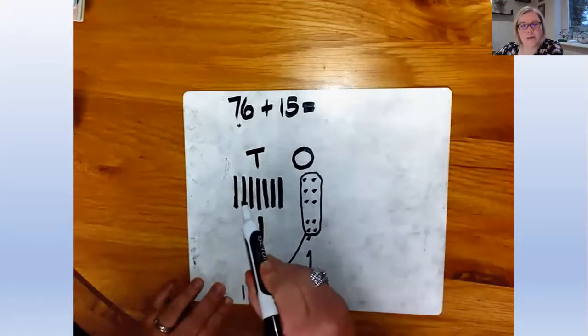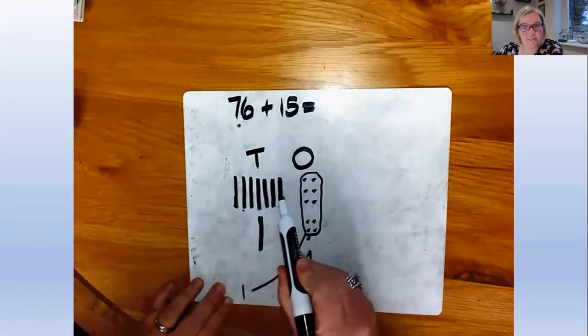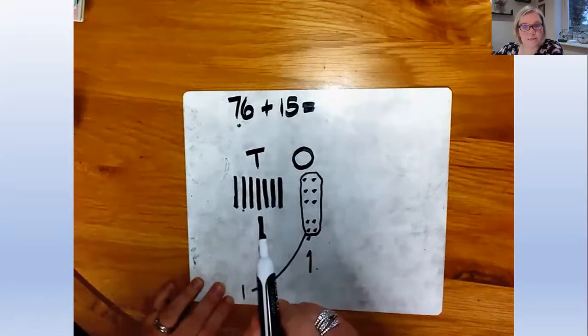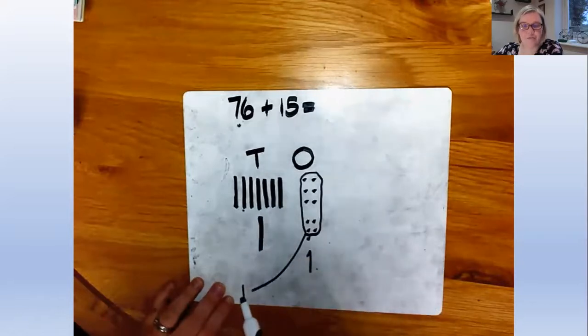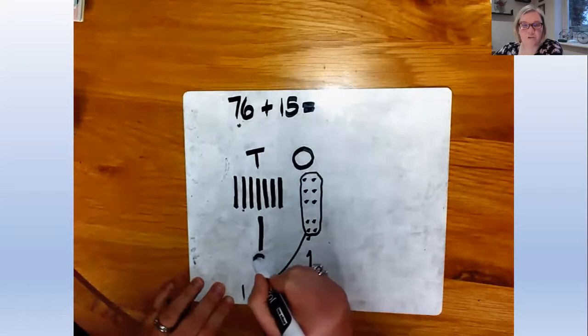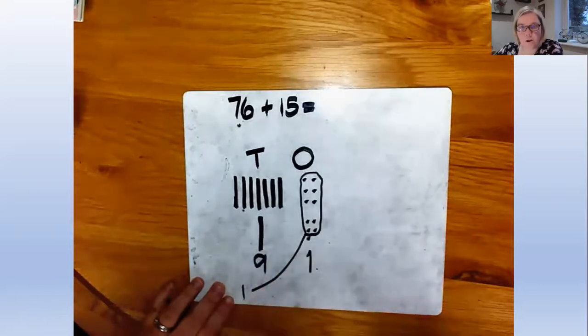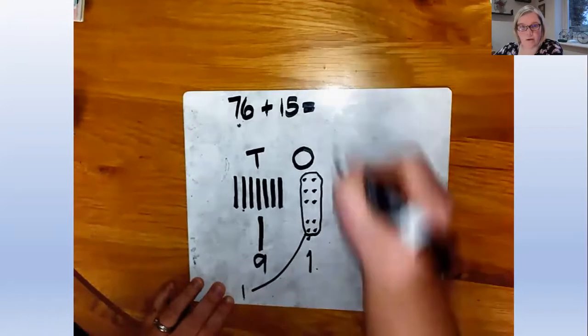I can then go to my tens column. I've got 70 plus 1 ten is 80, but then I've got to remember that other 10 that I've exchanged. So I've now got 90 altogether.